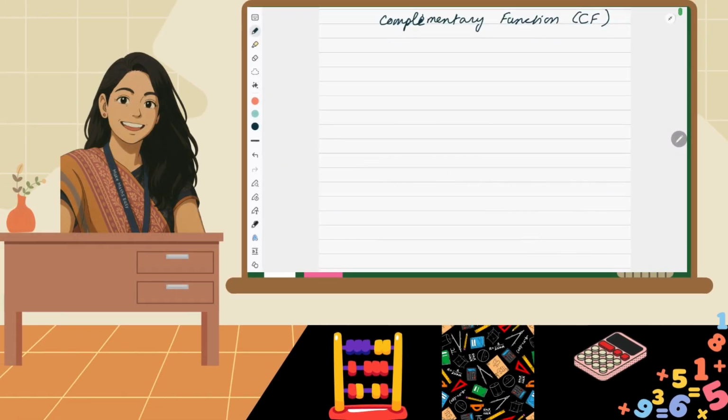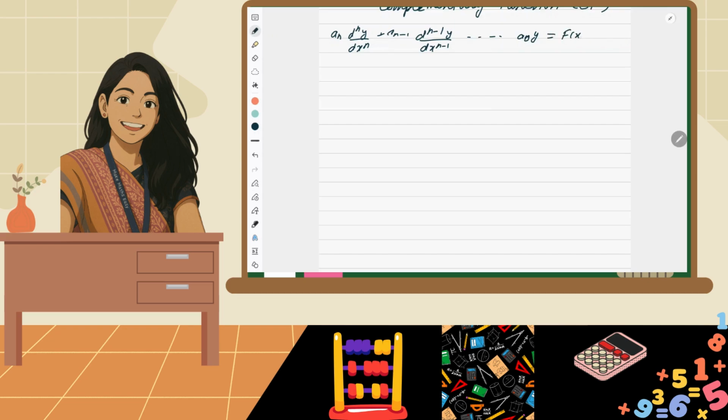Students, in my last video I told you what is a linear differential equation with constant coefficients. Today we will learn about the solution of that equation. As I said, the linear differential equation of higher order with constant coefficients has the general form a_n d^n y/dx^n + a_{n-1} d^{n-1} y/dx^{n-1} + ... + a_0 y = f(x).